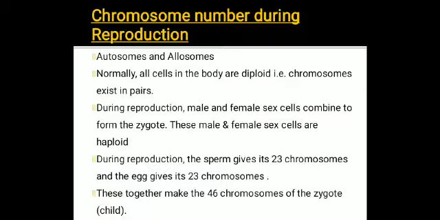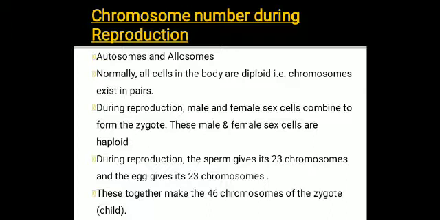Normally all the cells in the body are diploid. Already I told you about haploid cells: sex cells are called haploid cells. But all the body cells are diploid in nature, that is 2n. In other words, chromosomes exist in pairs. During reproduction, male and female sex cells combine to form a zygote. This is fertilization.